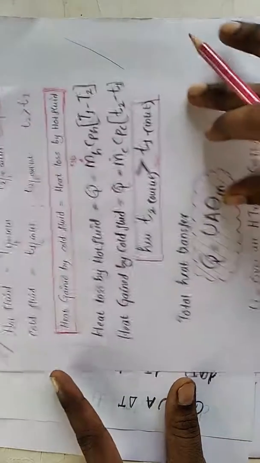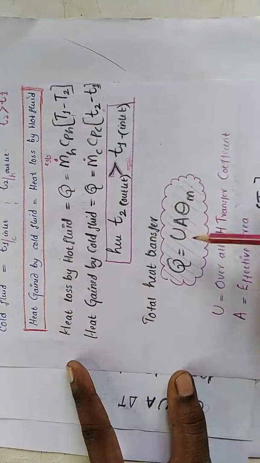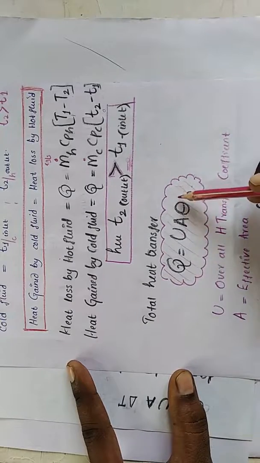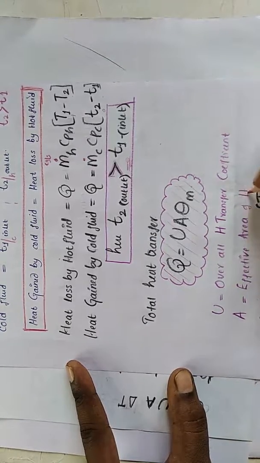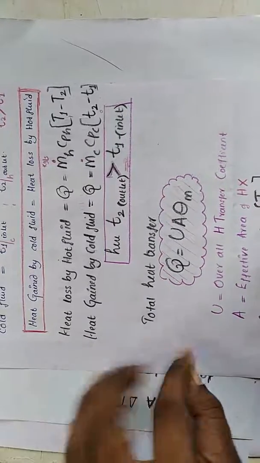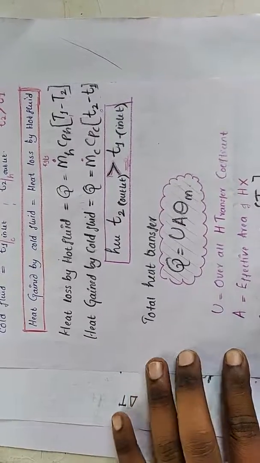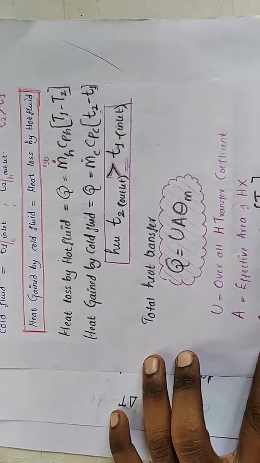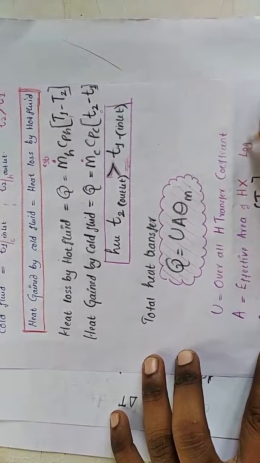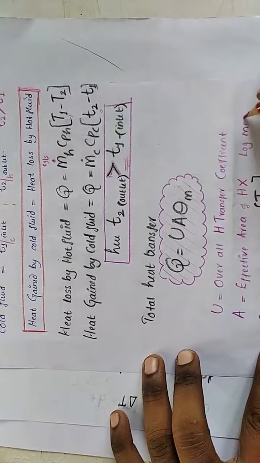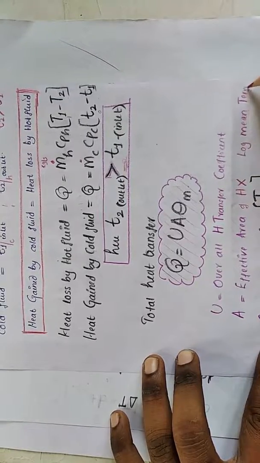As we know, the total heat transfer Q is equal to U into A into delta Tm. This delta theta m is equal to LMTD. We will discuss it later. U is the overall heat transfer coefficient, A is the effective area of heat exchanging, and theta m is equal to LMTD, or we notate this as Tm logarithmic. The full form of LMTD is the logarithmic mean temperature difference.